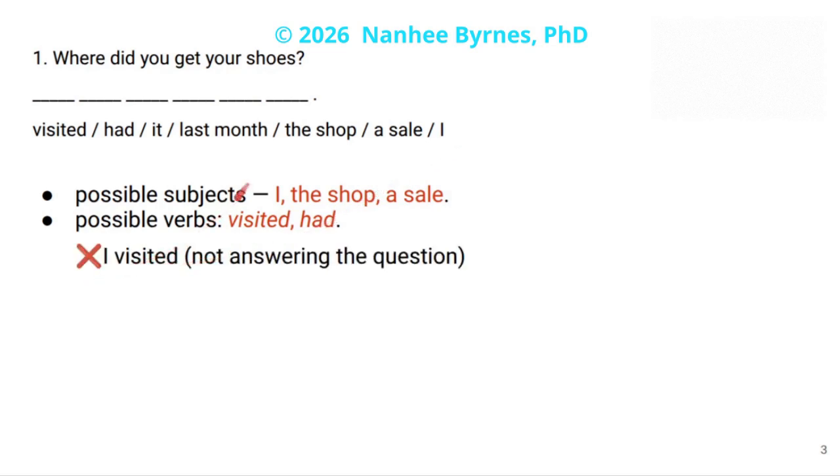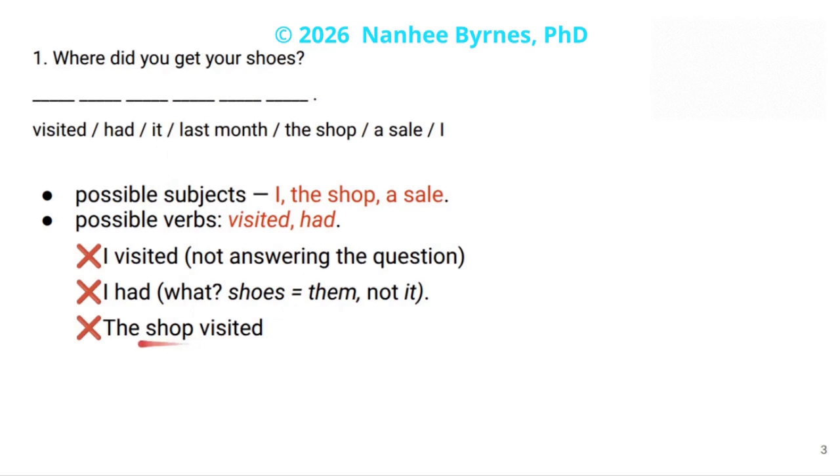The possible verbs for I are visited and had. I visited doesn't answer the question, where did you get your shoes? How about I had the shoes? That doesn't work either, because shoes is plural and we don't have them, so this structure breaks. So I drop I. Next candidate, the shop.